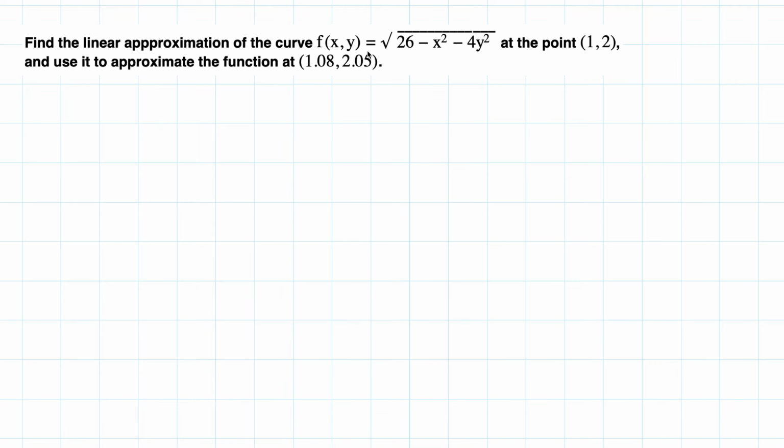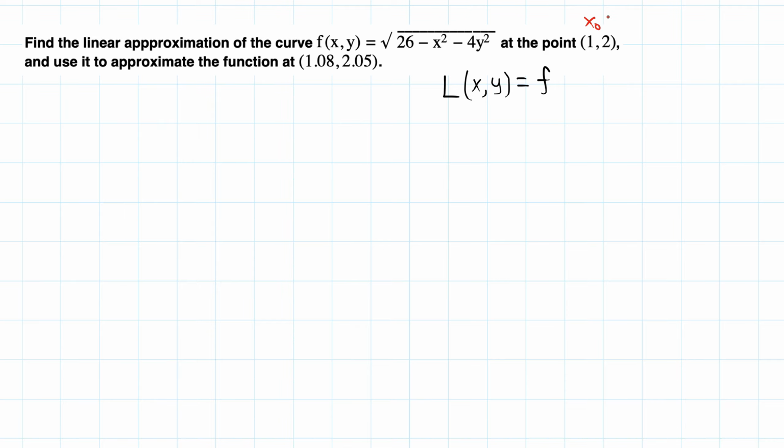of the curve. So we have the function square root of 26 minus x squared minus 4y squared at the point (1, 2), and we use it to approximate this function at this point. So basically we want to represent this curve by a line near or at the point (1, 2). So the line for this curve, denoted by L as a function of x and y, will be, just evaluate the function at the given point.